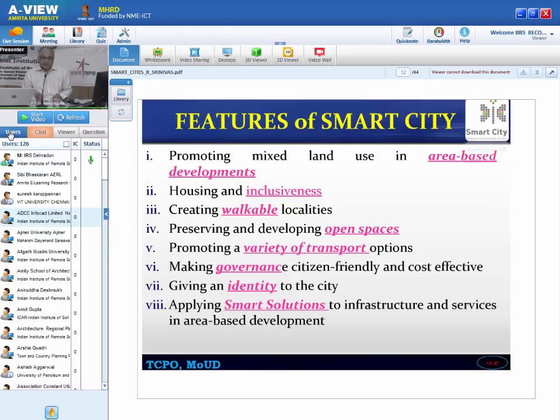And of course, the last very important feature, smart solutions to infrastructure services in area-based development. You need to come out with out-of-the-box thinking, and you need to adopt an area-based strategy, and figure out how to overcome the existing deficiency of infrastructure services. You can always go for area-based development strategies.